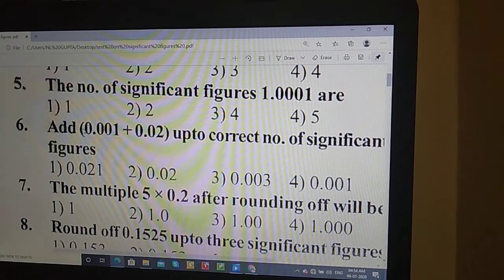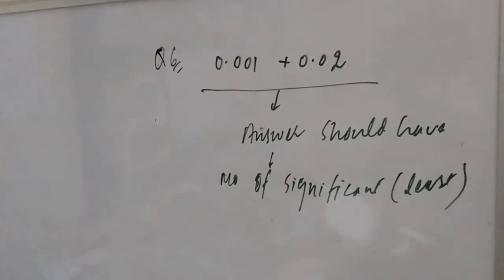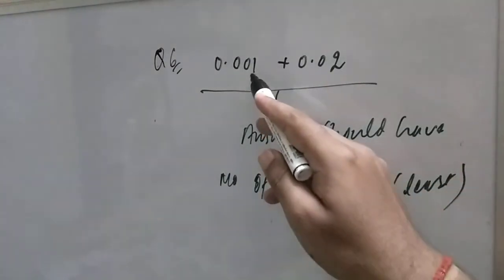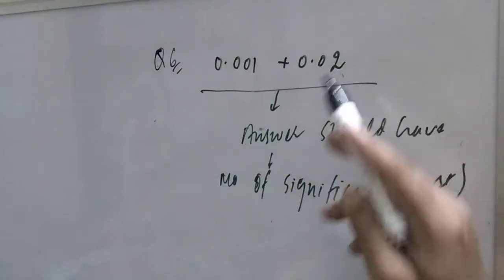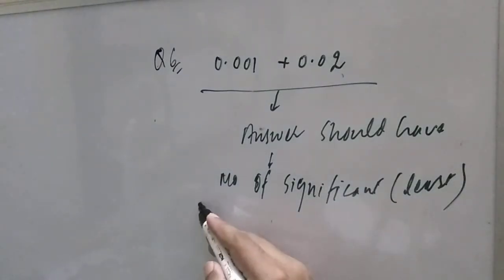So let us try to understand, student, what our option would be for question number 6. Let us try to add it up. The answer should have the least significant figures. Here is one significant figure, and here is also one significant figure, because preceding 0s are not significant, student. Sorry, I didn't put the camera on the board. So here is only one significant figure, here is also one. The rule is saying the answer should have the least number of significant figures.